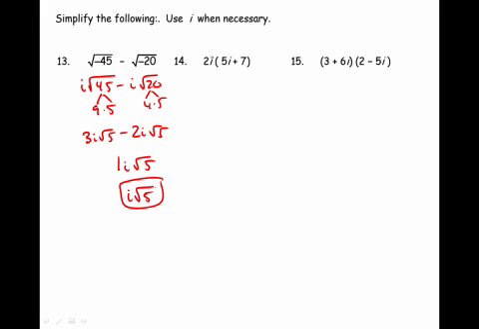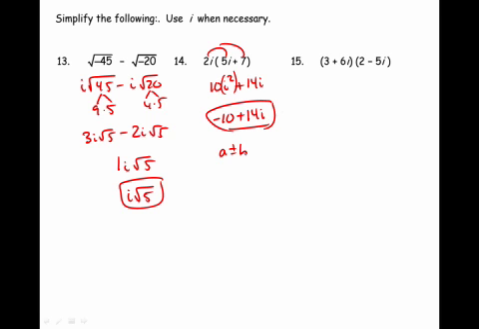Number 14, we'd want to distribute in this 2i. So 2i times 5i is 10i squared. 2i times positive 7 is 14i. Now remember, anytime we see I squared, we want to substitute in a negative 1. So this becomes negative 10 plus 14i. Remember that the I part is always written last, because in complex numbers, it should be in this form, a plus or minus bi.